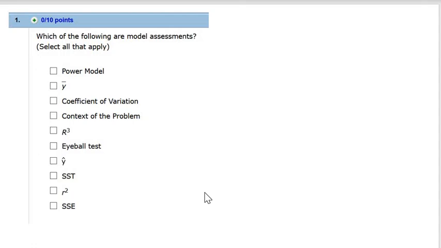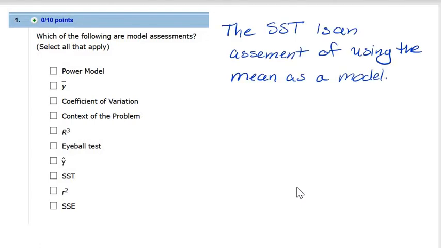So by model assessments, if you're in my section, we've been doing that from day one. We've been doing a comparison between actual and predicted. In project one, I actually made you do that because that's standard practice. So they list a bunch of things here and they ask you which ones are model assessments. It's not a great question. However, we're going to go with it.